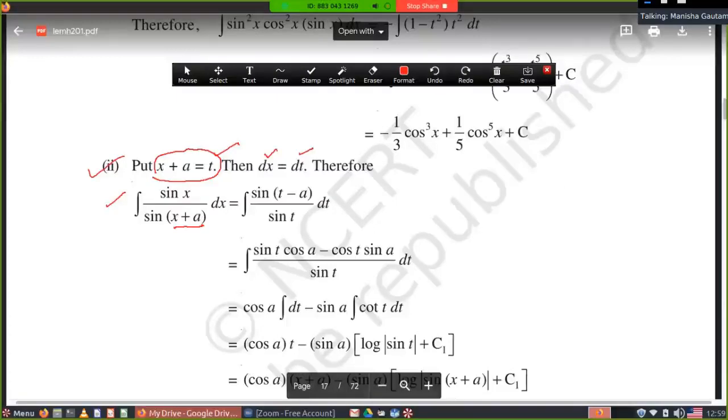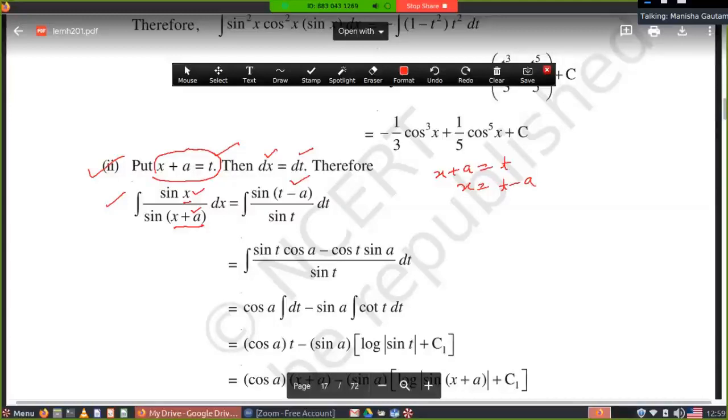Now the question becomes, as here is x plus a and here is x, when you convert the question into the variable t, you have to put the value of x here. Because you have taken x plus a is equal to t, you have to find the value of x from here, that is t minus a. Now the whole question is in terms of a constant and t.